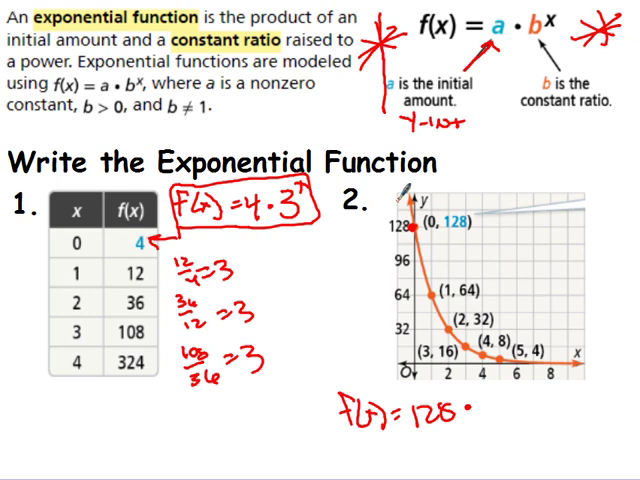Notice how this one's decreasing. It's going the opposite direction. Our initial function we had was going this direction. This one's decreasing. Okay, that does not mean the ratio is negative. We said that it needs to be a positive number. Well, let's look at what the ratio is.